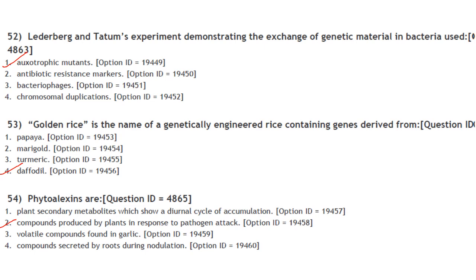Answer is option 1. Golden rice is the name of a genetically engineered rice containing genes derived from daffodil. Answer is option 4. Then phytoalexins are plant secondary metabolites which show diurnal cycle? No. Compounds produced by plant in response to pathogen attack. Yes, that is phytoalexin.